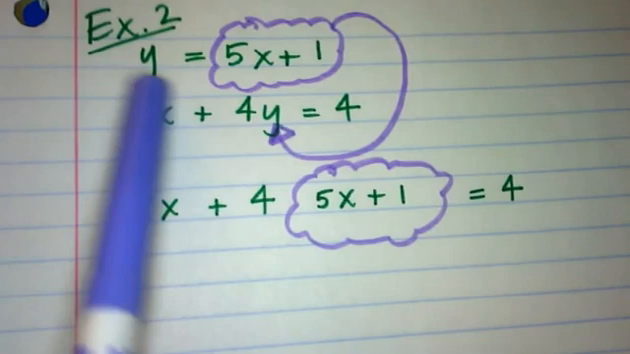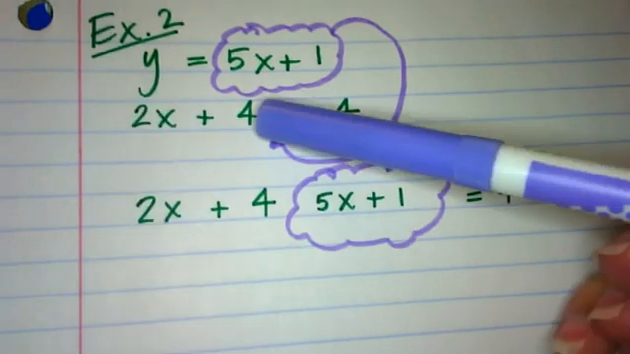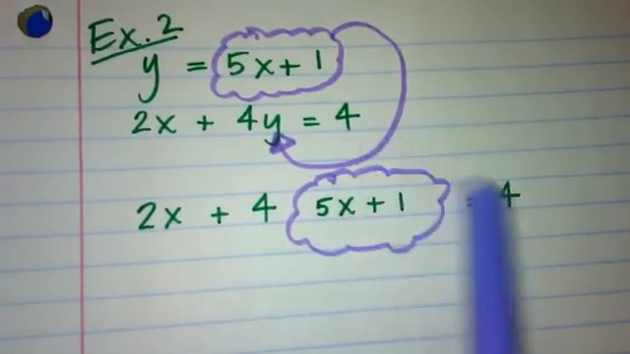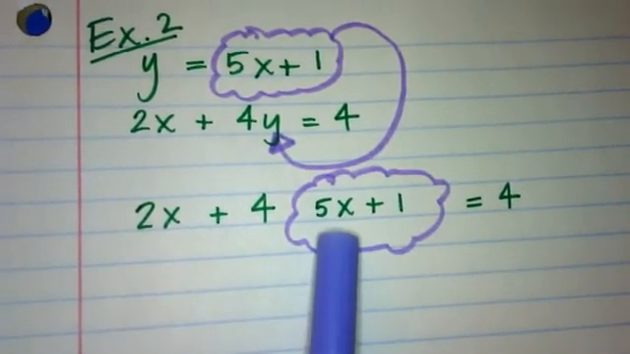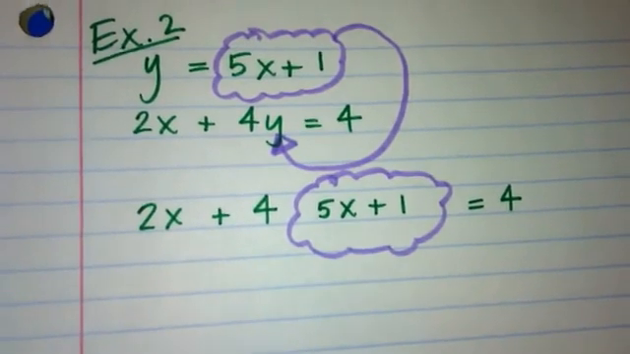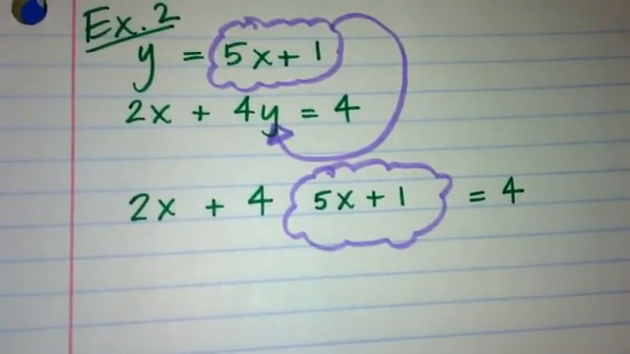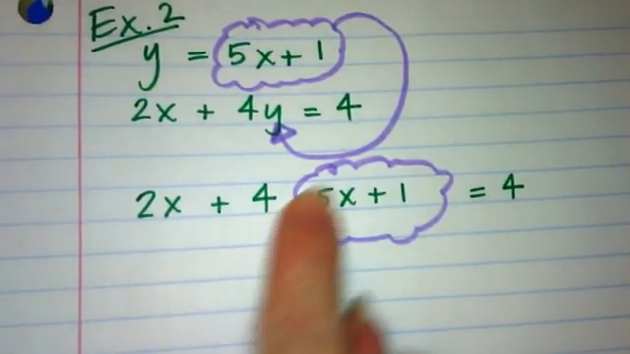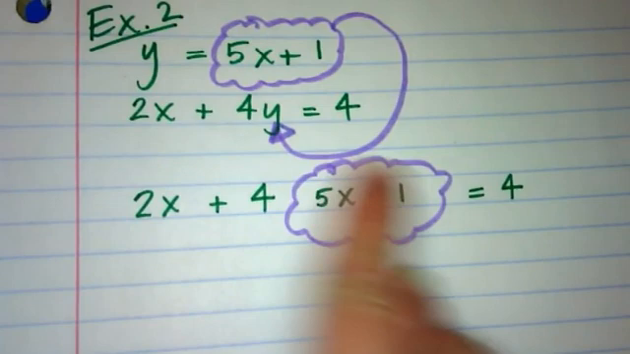The next thing I need to do is to replace the y with the cloud. So I'm going to bring this down here and plop it right there. I still had 2x plus 4, and then I have the cloud equals 4. And in the cloud is 5x plus 1. Now, this is why I like to call this clouds and rainbows, because now what I need to do is multiply the cloud by 4. And if you remember from last year, that means distributive property.